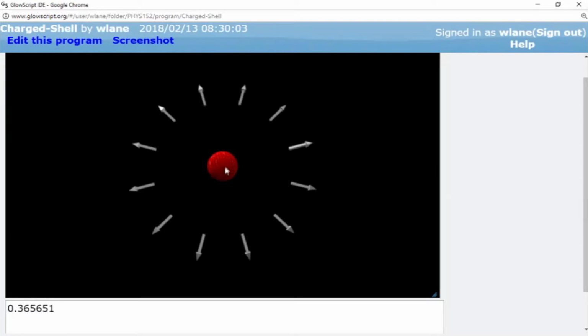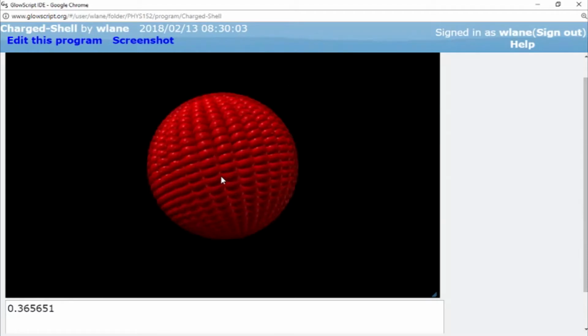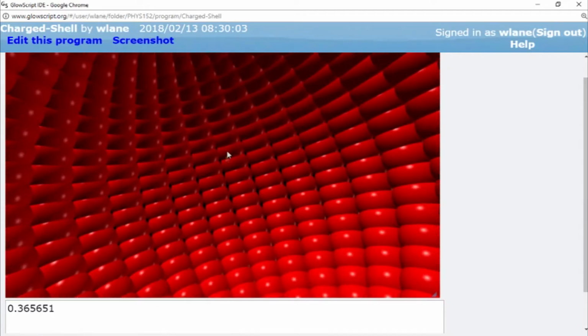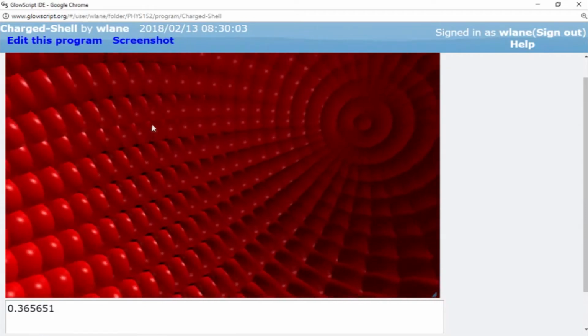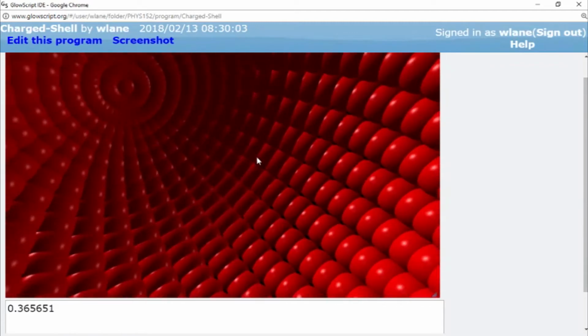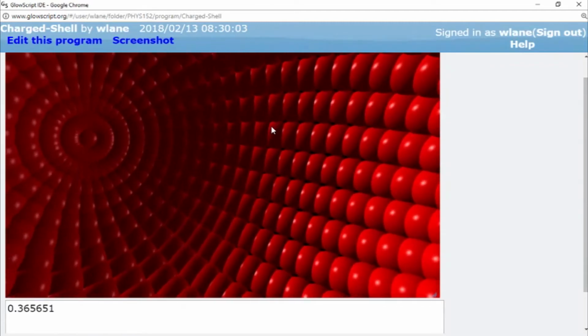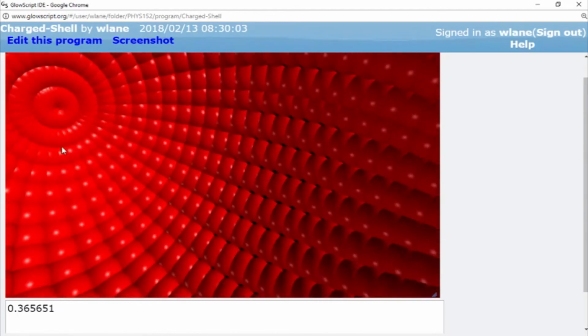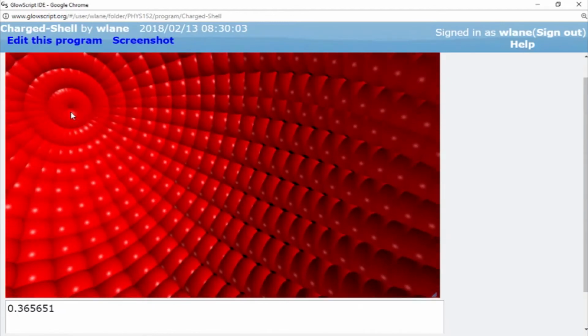But where I was running into a problem was inside the shell, because when you go inside the shell, watch this. This is a cool visual, I think. You can go inside the shell here with your scroll wheel. Inside the shell, no matter where you are, you're supposed to get 0 electric field. And the reason for that is that even if you're over to one of the poles here, you're closer to these charges, but you have more charges over on this side.